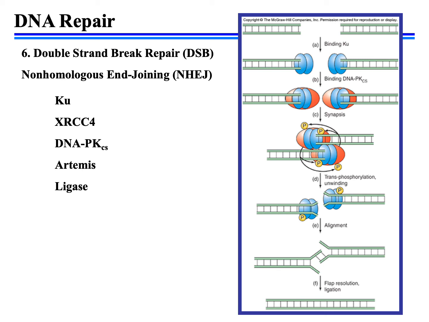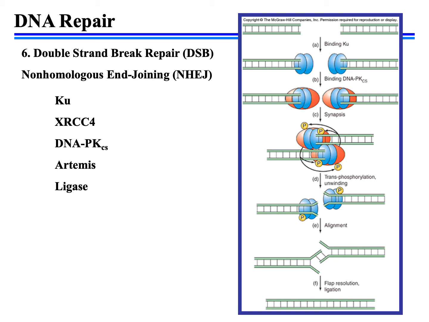DNA PKCS is a DNA-dependent protein kinase, and protein kinases are enzymes that transfer phosphate groups from ATP to a molecule to then typically make that molecule active. And then the last one on this list is Artemis, and Artemis is an enzyme that is a nuclease.